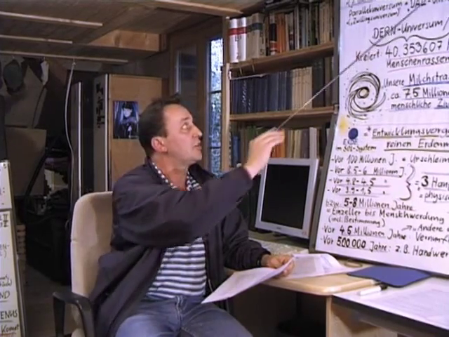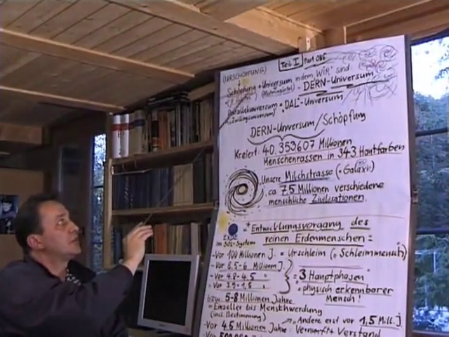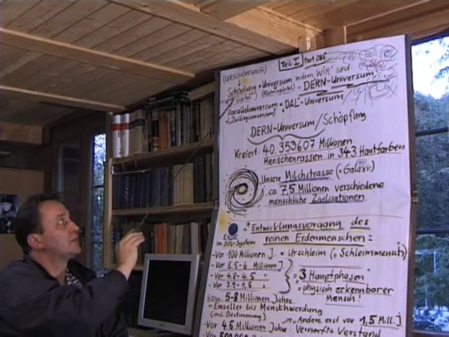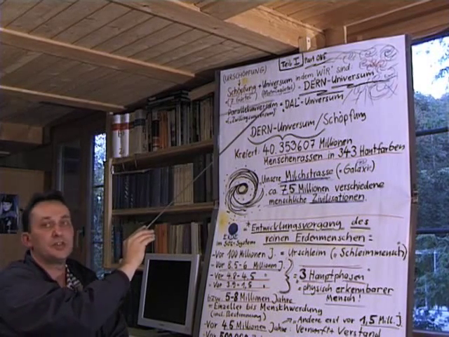Here you see again the drawing of the origin of the universe with the Big Bang, and creation consisting of 7 belts. One of those is the material belt in which we live.